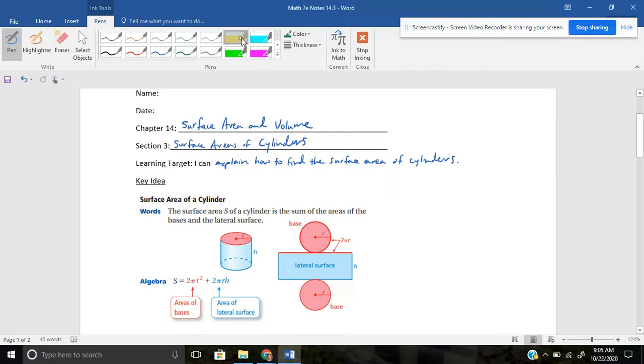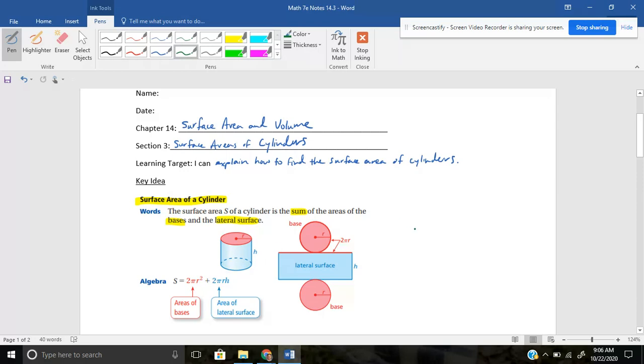Okay, so it says the surface area of a cylinder is the sum of the areas. So we're adding the areas of the bases and the lateral surface area. And there's a great picture here that kind of depicts that. So our bases are depicted in red. So the top and then the bottom.